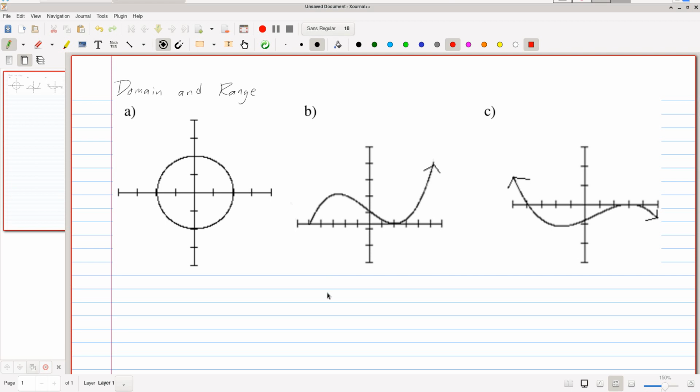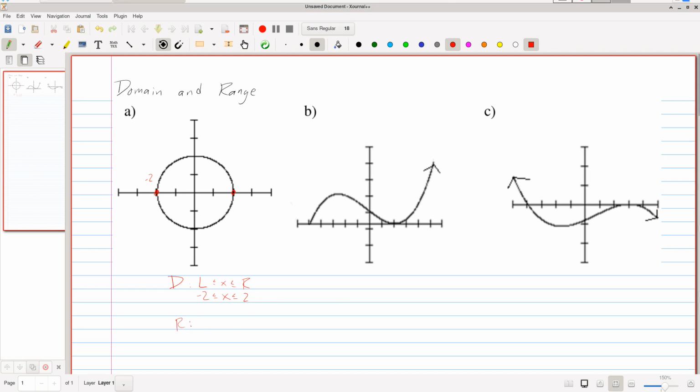Use the graphs to find the domain and range of each function. The domain is the set of x values for the function. So I like to think of domain as going from the left-handmost x value to the right-handmost x value. So if we look at the left-handmost x value here, this looks like it's at -2. So the x value is -2 here. And then the right-handmost x value is at +2. So our domain is -2 less than or equal to x less than or equal to +2.